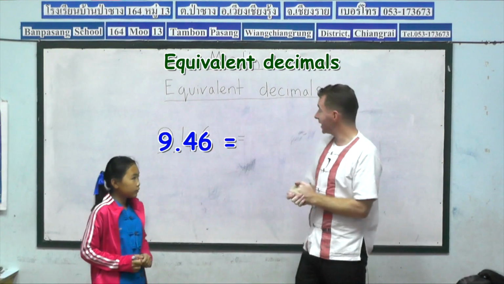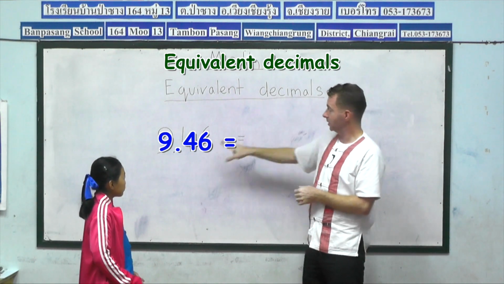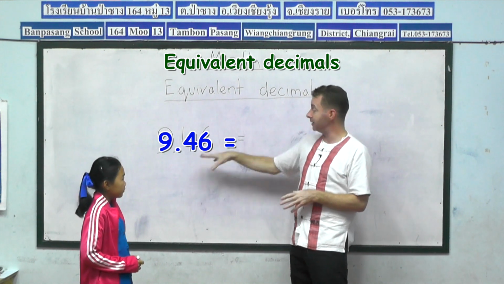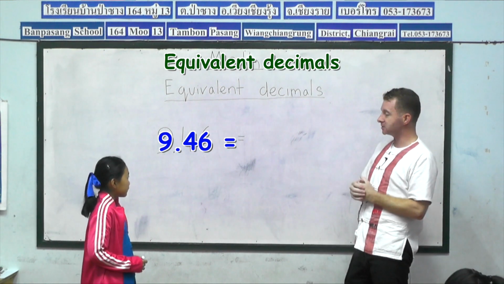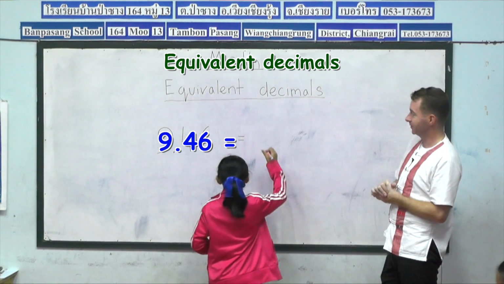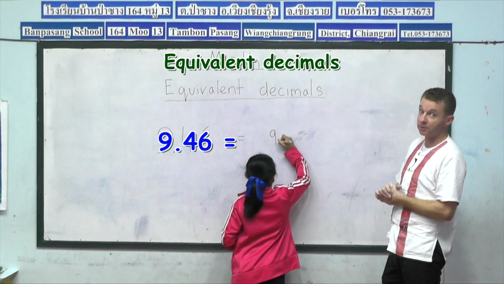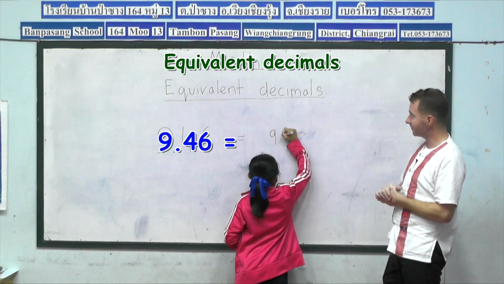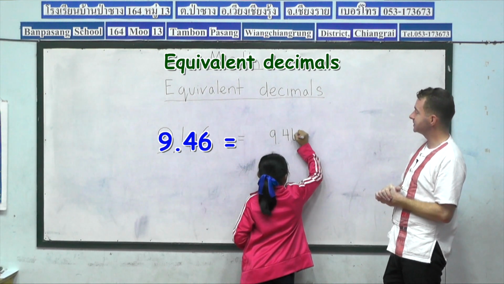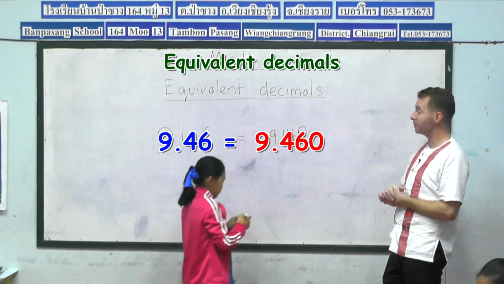So Nadia, we have the number 9.46, and this is a decimal. We've got 2 decimal place numbers. Now, I want the same number, but with 3 decimal place numbers. So can you remember what number we need to add at the end? That's correct. We start with the whole number 9.46, and then what comes next? 0. Well done, guys. Well remembered.